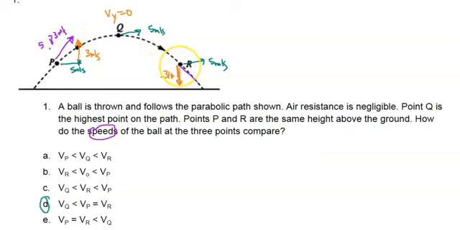And the same thing here, 5.83 meters per second. And the speed here is only 5, because the square root of 5 squared plus 0 squared is going to give you 5 back. So here and here, they have the same speed, and it's greater than at the top.